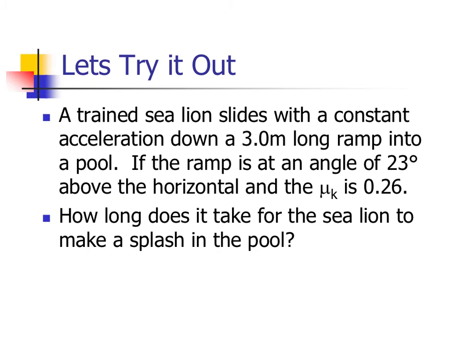A trained sea lion slides with a constant acceleration down a 3-meter long ramp into a pool. The ramp is at an angle of 23 degrees above the horizontal, and the mu sub k is 0.26. How long does it take for the sea lion to make a splash?